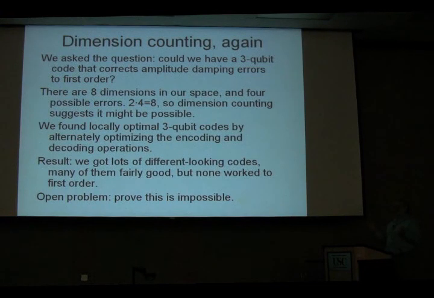So we started doing some dimension counting, and we asked the question, could you have a 3-qubit error correcting code that corrects amplitude damping errors to first order? There are 8 dimensions in our subspace, and there's the no error, and then there are 3 possible amplitude damping errors, and 2 × 4 = 8, so dimension counting suggests it might be possible. So what we did was we took a random code. We found a whole bunch of good codes for the amplitude damping channel on 3 qubits by this iterated optimization. You start with a random code, then you find the optimal recovery, then you find the optimal code for that recovery, etc.